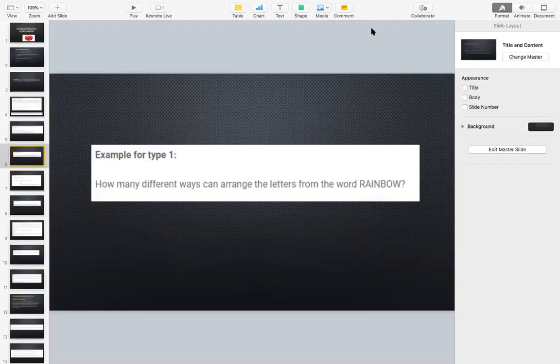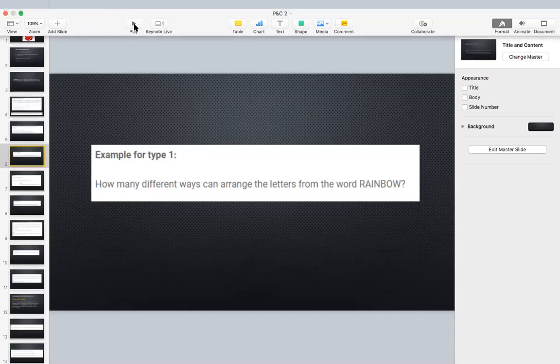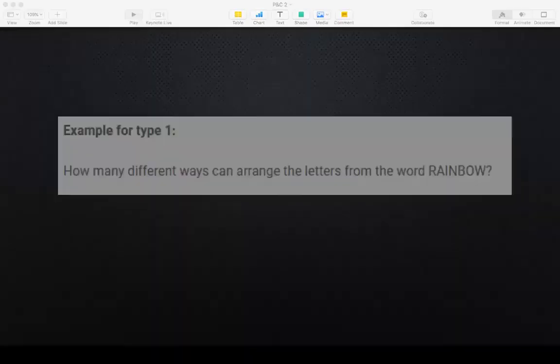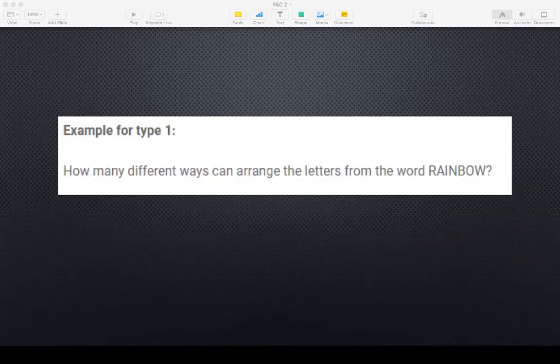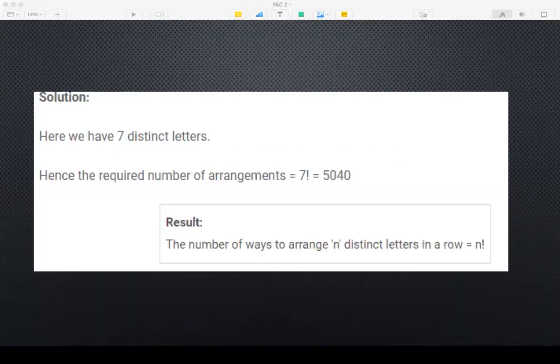So I'm getting good responses. Exactly. Thank you for your responses. The answer is 7 factorial. Let's look into the quick explanation. Here we have 7 distinct letters. In the word rainbow, all the letters are distinct, right?